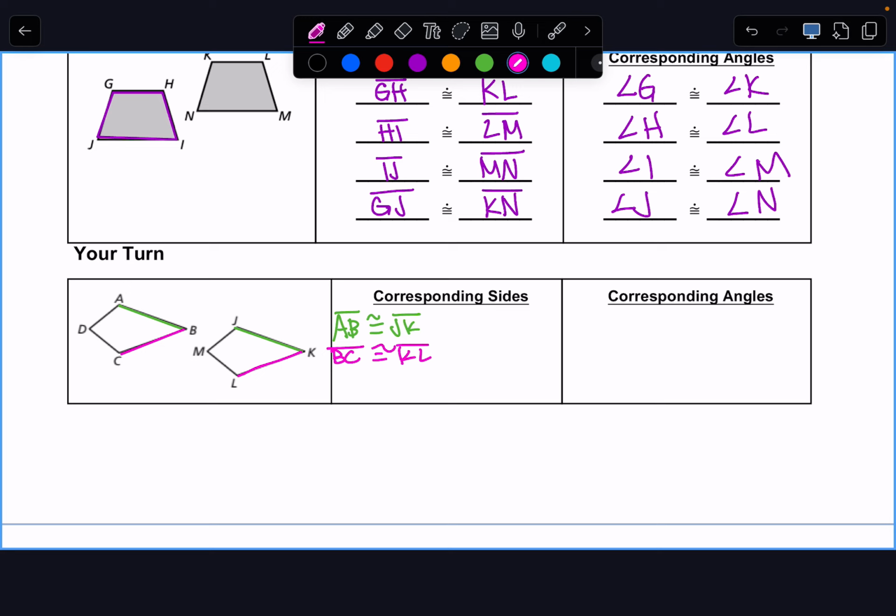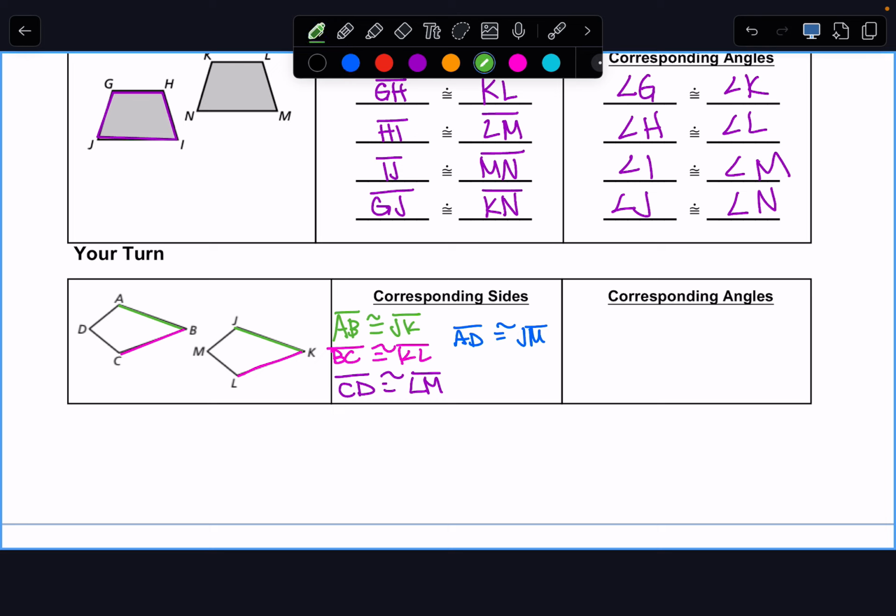All right. Ellie, another set? CD and LM. And so then your last one, if you called it AD, then that would be congruent to JM. Did anybody call it DA? If you called it DA, then you should have MJ written down. Okay, thanks Matthew for the thumbs up.